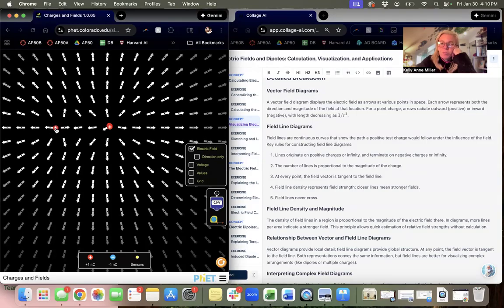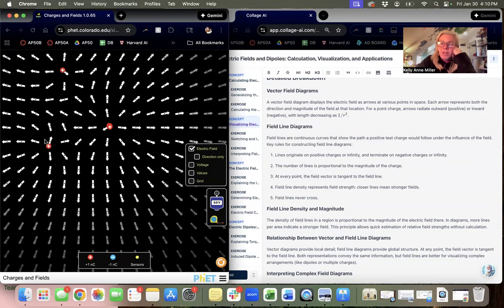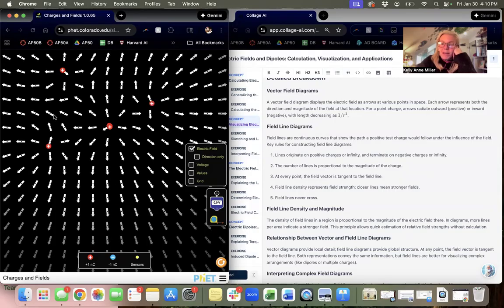If you put a distribution of charges, like I did in the first example, you see the field is complicated, right? It bends as a result, especially if there's an uneven distribution. If I put a stronger charge over here, it's going to affect the field in the space surrounding the vicinity of the charges.